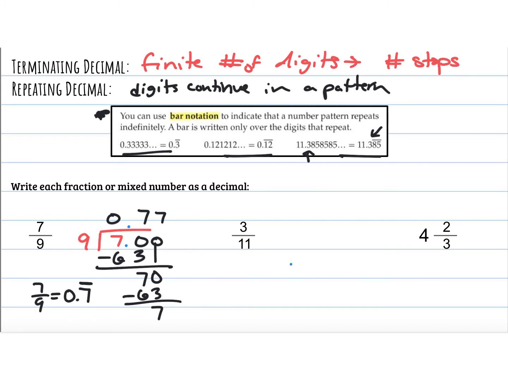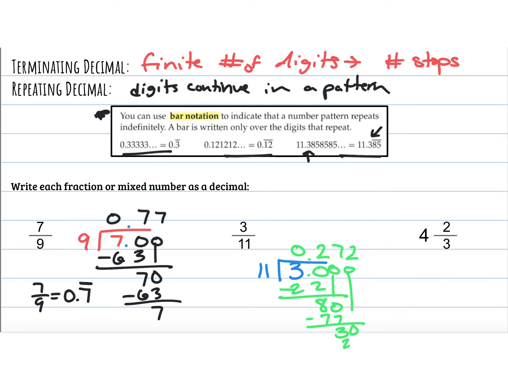Next one, 3/11. So we do 3 divided by 11. 11 does not go into 3. It goes into 30 twice for 22. 8 left over. 11 goes into 80 7 times for 77. 3 left over. Now notice I got that 30 again. We know it goes in there twice for 22. We're going to get a remainder of 8 again. Goes in there 7 times.